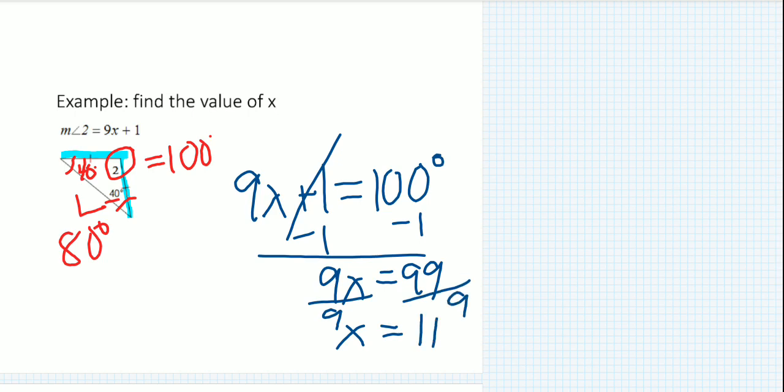So if you notice, pretty much same thing. I just solved it a little bit differently. I just saved a couple of steps there. But it is completely up to you how you want to do it.